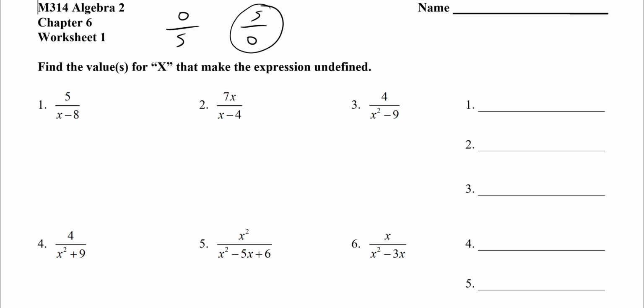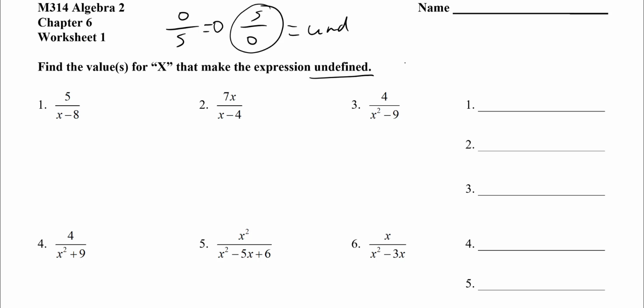Basically, the reason it's undefined is, if I look at the first one, 0 over 5, what times 5 is 0? Well, 0. That's why this one's equal to 0. But this one is saying, what times 0 is 5? There's nothing times 0 that's 5. That's why this one's undefined. So when I ask you which one's undefined, you're going to look at only the denominator.